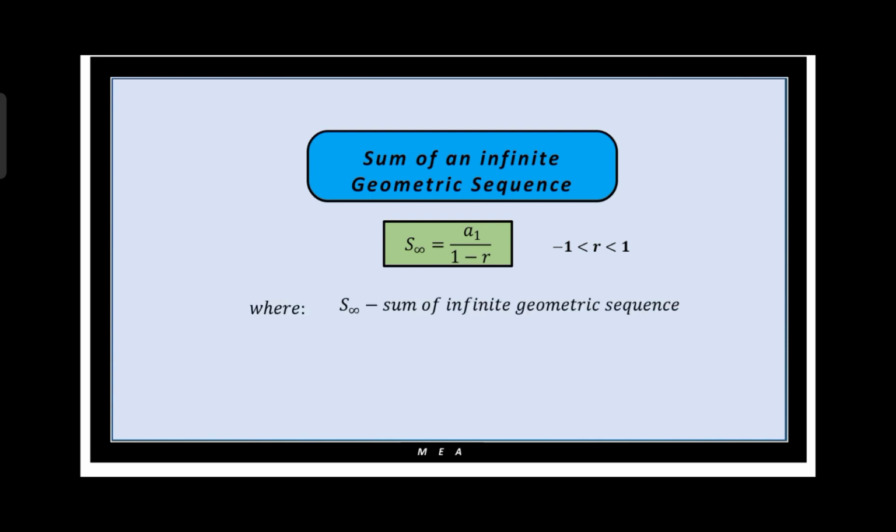Okay, where yung S sub infinity daw is the sum of the infinite geometric sequence, yung a sub 1 is still the first term and r is still the common ratio. Okay, let us have some examples on these two formulas para mas maintindihan natin.